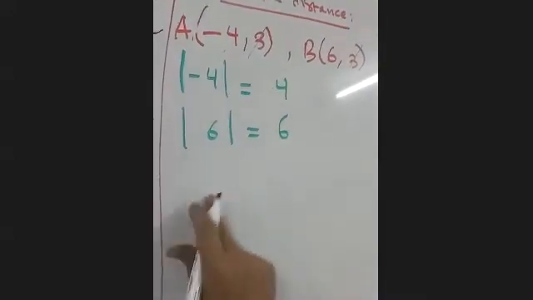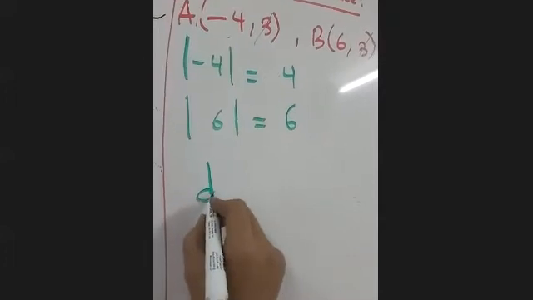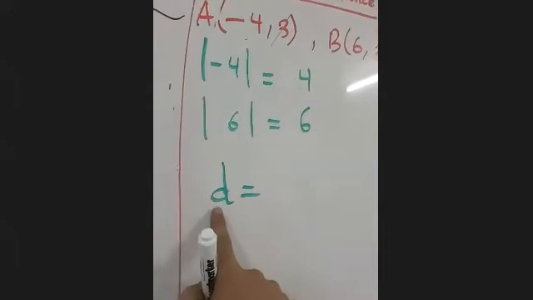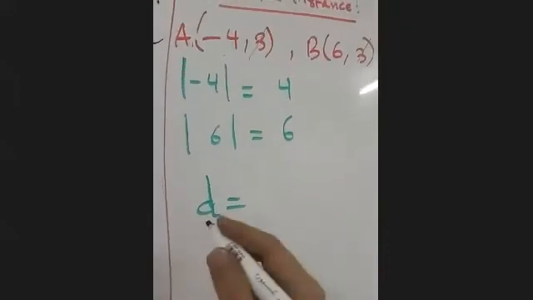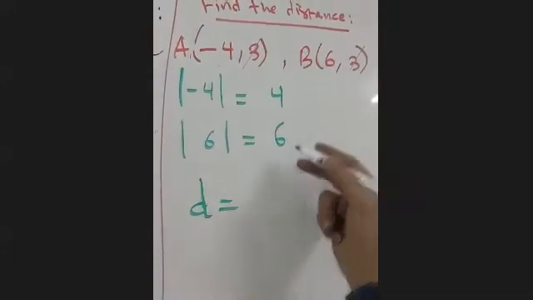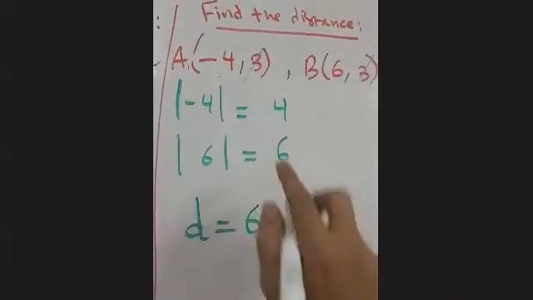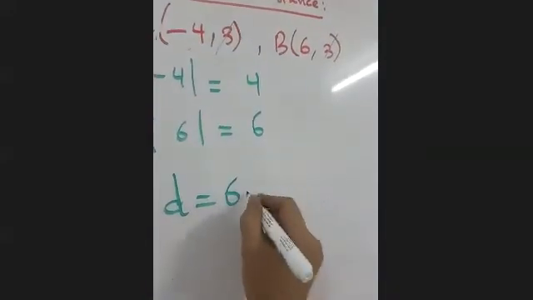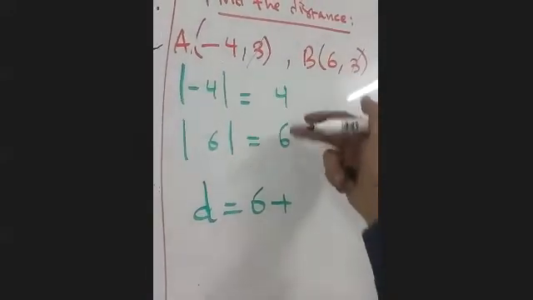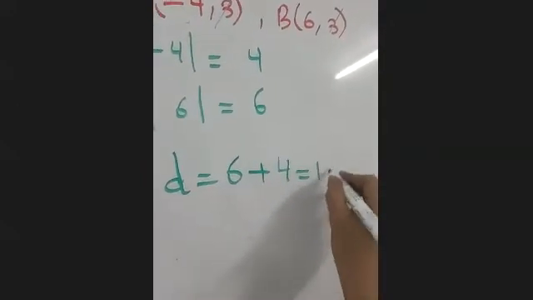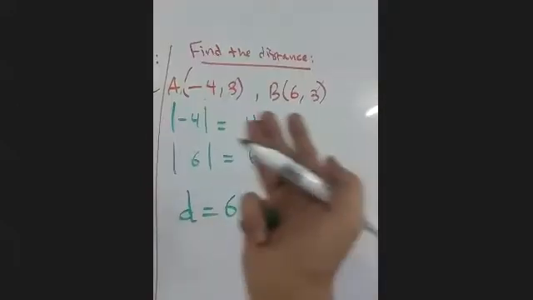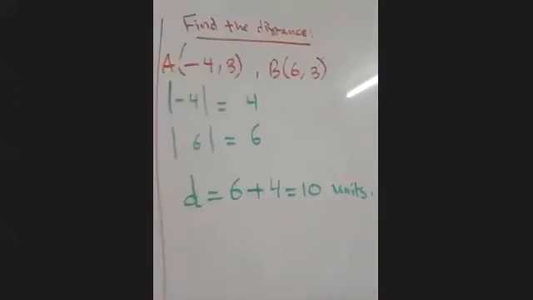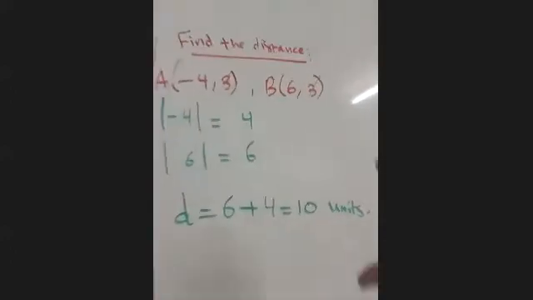In this case, the distance D, we will call it D. D means distance. So in this case, what's the bigger number here? 6. Now we have different signs. If we have different signs between the original numbers, we add the two absolute values. 6 plus 4 is 10. So what's the distance between the 2 points? It is 10 units. Now this is the first example, guys.